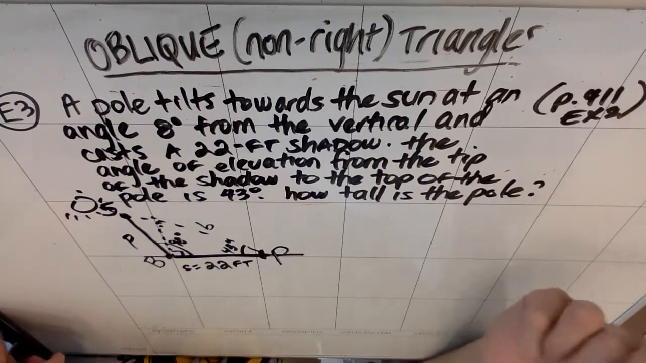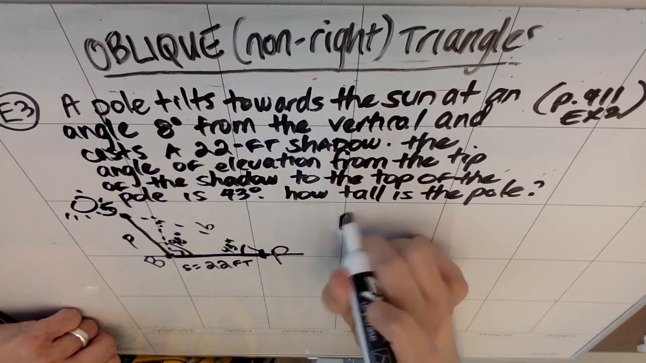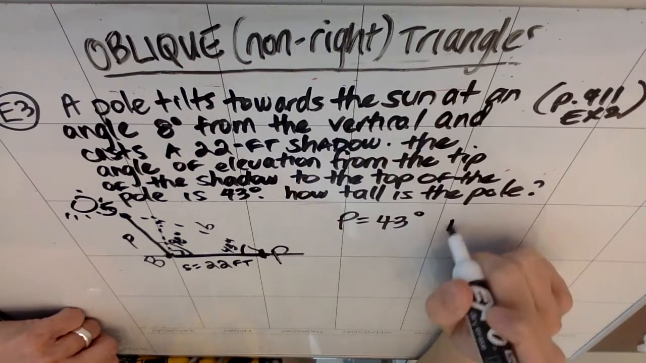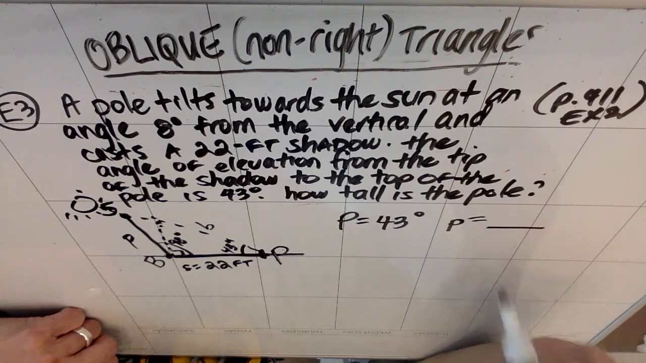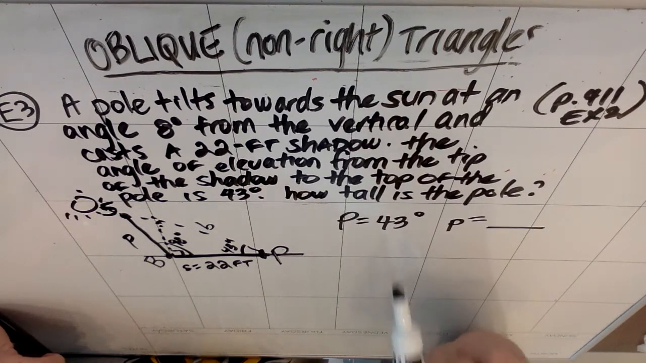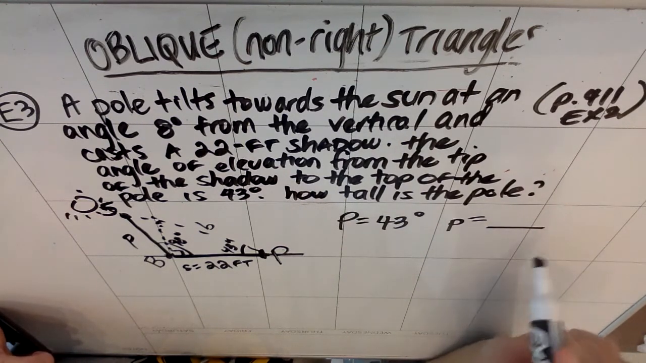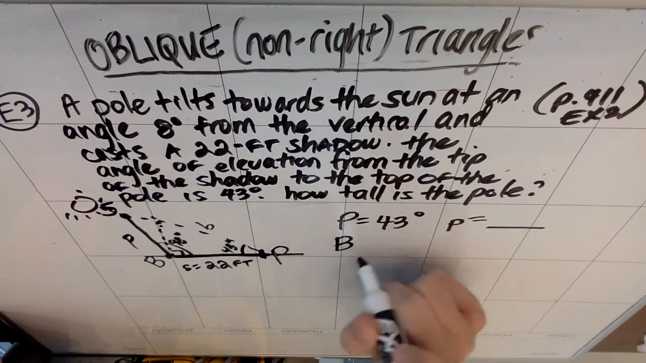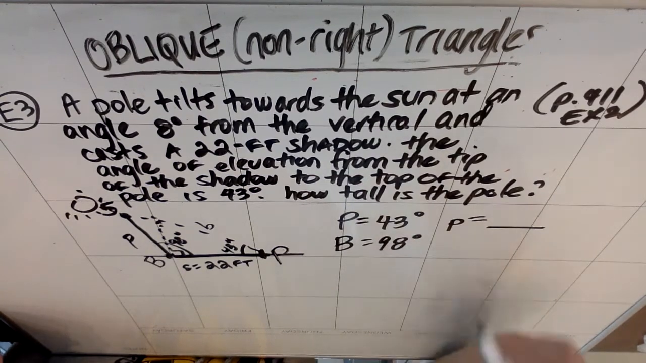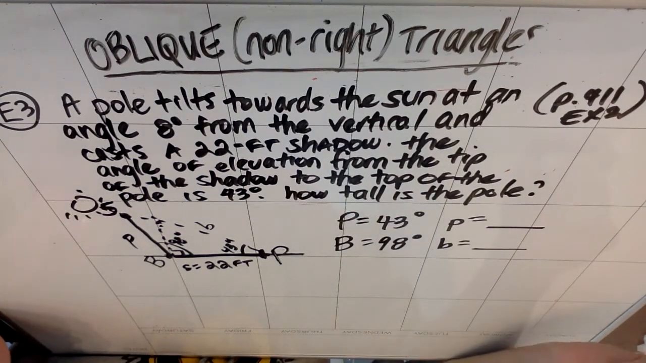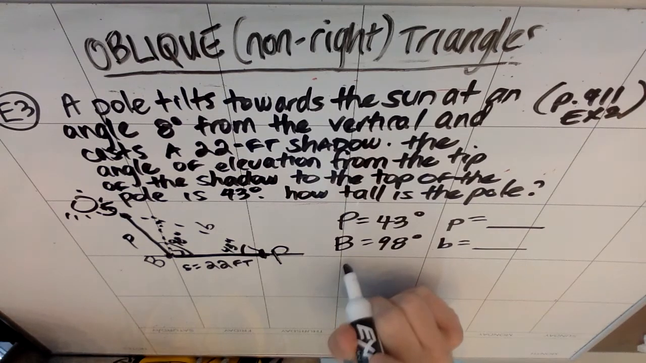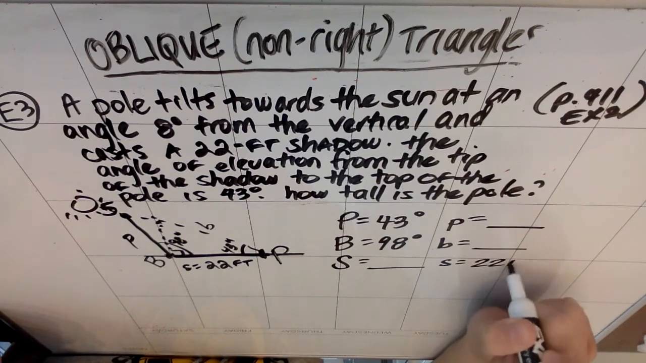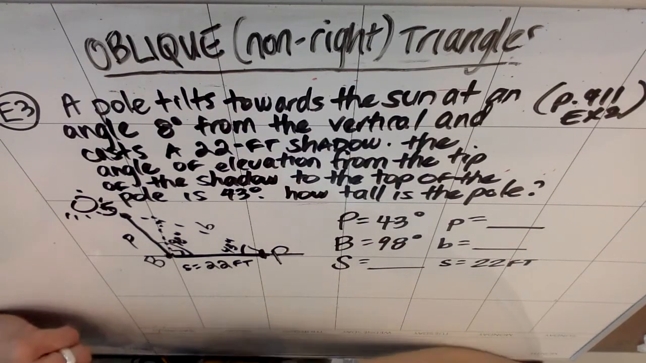So let's make a list of the stuff that we know. I do know big P. It's 43 degrees. I called that angle P. I don't know little p, and for the record, this is the thing I want. This isn't saying solve the entire triangle. This is saying find this one piece of information. Other things I know: big B is 98 degrees. I don't know little b, but I doubt I'm going to need it. And I don't know big S, but I know that little s is the shadow, which is 22 feet. Now, at first glance, you might think, hey, I can't use the law of sines.